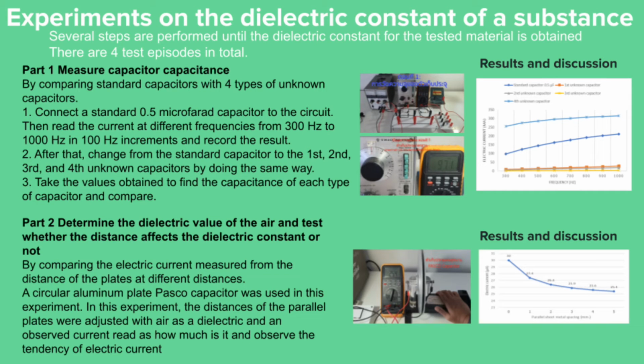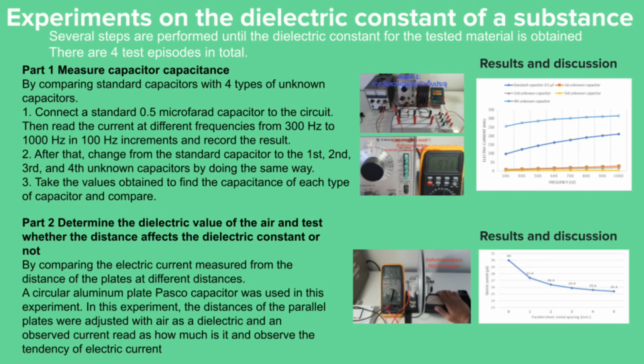Experiments on the dielectric constants of a substance. Several steps are performed until the dielectric constant for the test materials is obtained. There are 4 parts in total. Part 1. Measure capacitor capacitance. And this is the experiment procedure of Part 1.